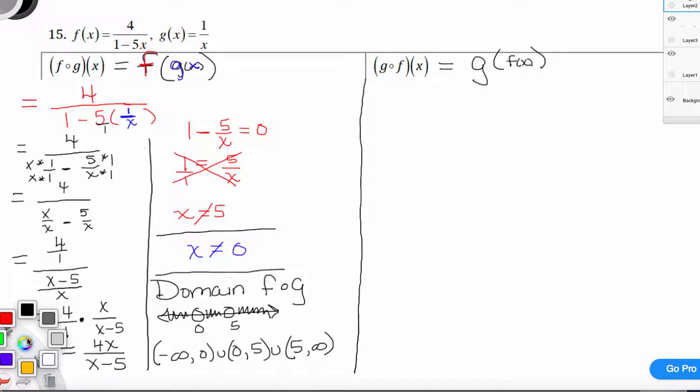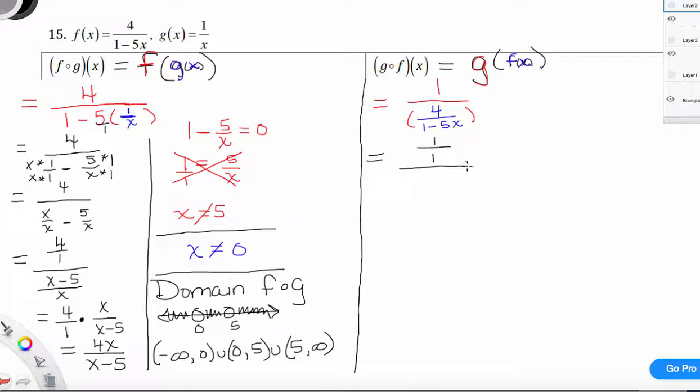And I'm going to get g ready to sub into, and g is 1 over x. So I'm going to write 1 over x. That's what g was in red. And then inside, where the x's used to be for g, where I put parentheses, I'm going to put in f of x. And f of x is 4 over 1 minus 5x. And so f of x is in blue. And then I'm just going to clean that up. This is a little bit easier to clean up than the first one.